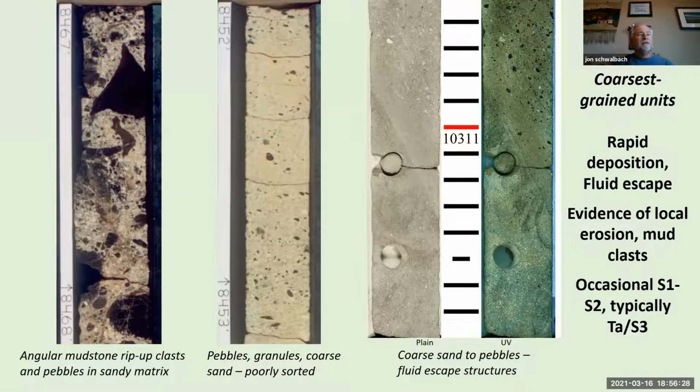Some of the coarsest grained units we see on the left, we see angular mudstone rip-up clasts with pebbles in a sandy matrix. We can see pebbles, granules, and coarse sand in a poorly sorted matrix here. Or again, more coarse sand and pebbles, but also fluid escape structures here. So these coarsest grain units typically are interpreted as areas of some local erosion, but also very rapid deposition.